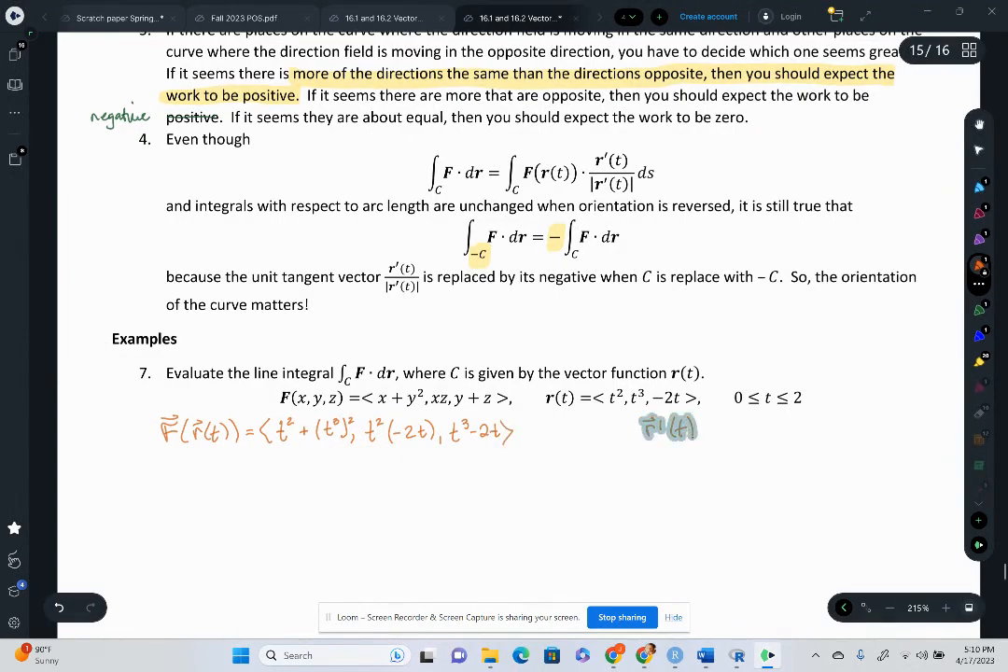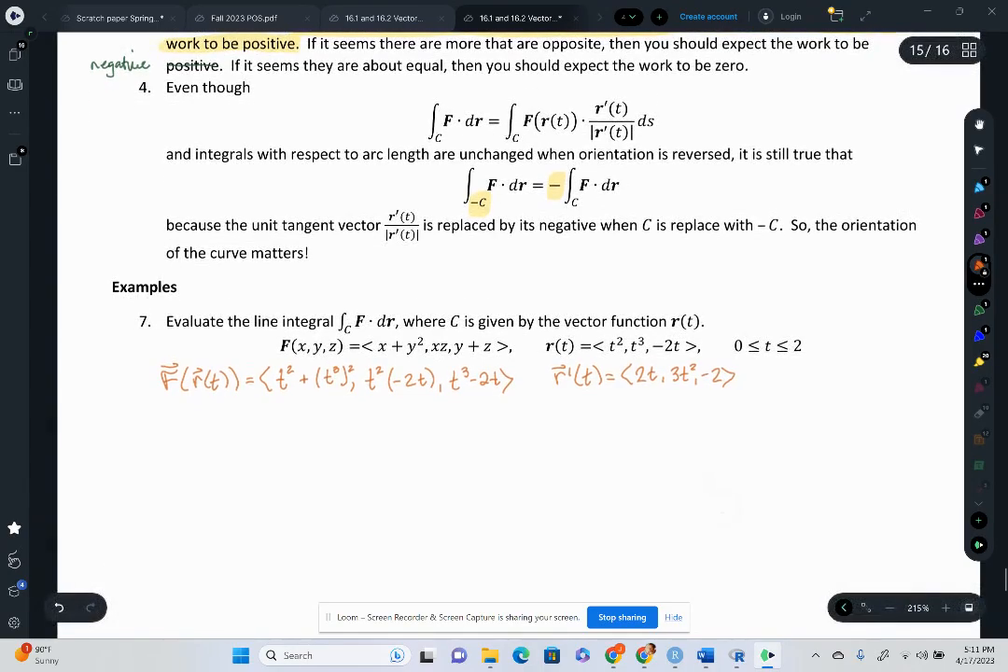Now r prime of t I get directly by taking the derivative of r of t, which has components 2t, 3t squared, and minus 2. Let me clean this up a little bit. F of r of t is t squared plus t to the 6th, then minus 2t cubed, and then t cubed minus 2t.